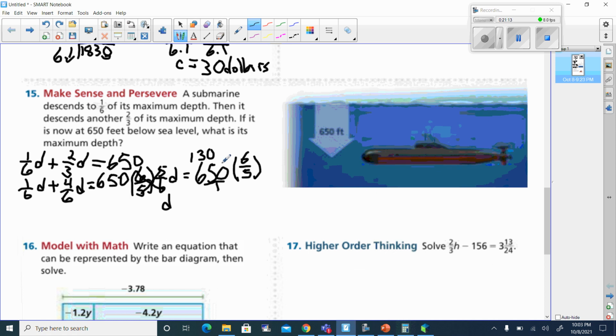Okay, so that tells me I can cross out the 5 and put a 1. And I can cross out the 650 and leave a 130. Now I have to multiply 130 times 6, right? So let's see, 130 times 6. I'll do it over here. 130 times 6. 0 times 6 is 0. 3 times 6 is 18. And then we got 1 times 6. That's 6 plus 1 is 7. It'll be 780. So D has to equal 780.